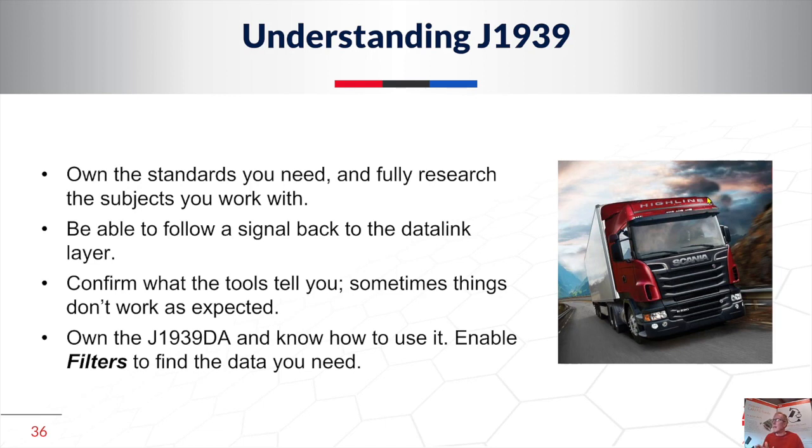But be able to go back to the data link layer. Identify those bytes, those hex codes, those 1s and 0s. See how that comes. Confirm what the tool tells you at least a few times. Sometimes tools make a mistake. If you don't understand something, be able to trace it all the way back and figure it out from the data link layer. Own the J1939 digital annex.